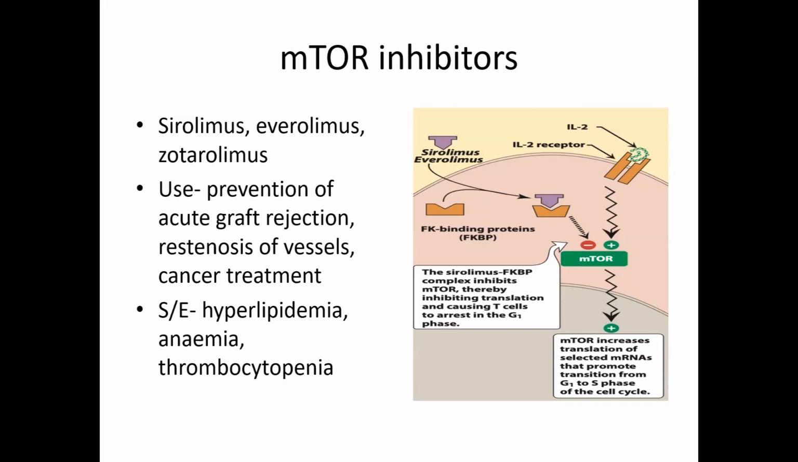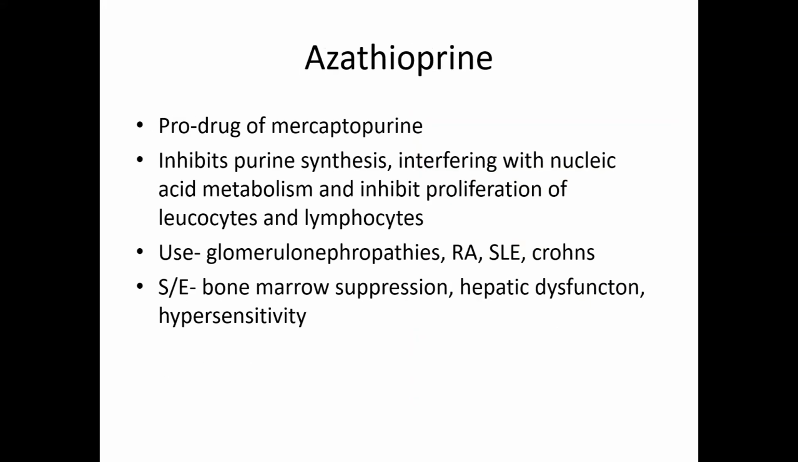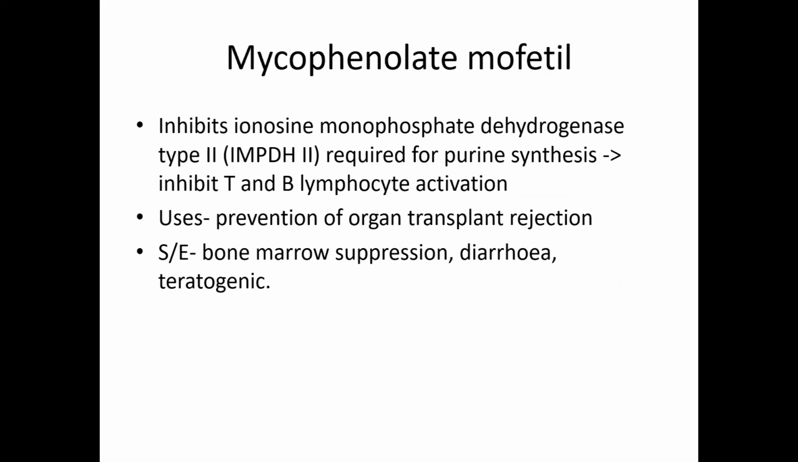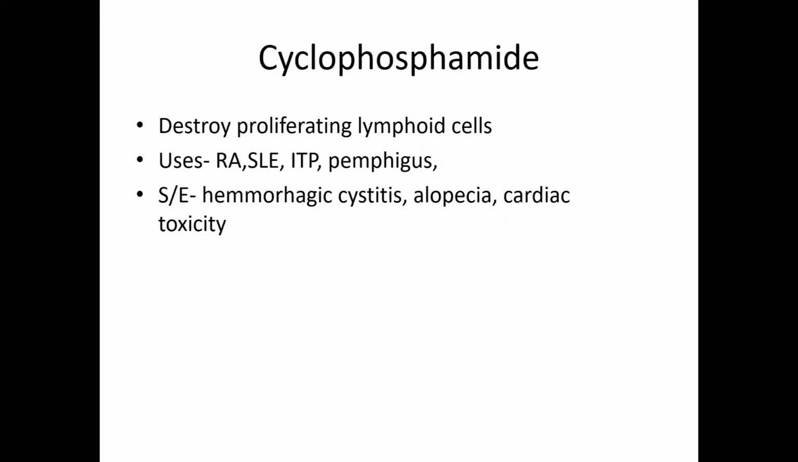It is mainly used in prevention of acute graft rejection, restenosis of vessels, and cancer treatment. Then we have azathioprine. It's a very old drug which inhibits purine synthesis, interfering with nucleic acid metabolism, and inhibits proliferation of leukocytes and lymphocytes. It is used in glomerulonephritis, rheumatoid arthritis, systemic lupus erythematosus, and Crohn's disease. Cyclophosphamide we have already mentioned.